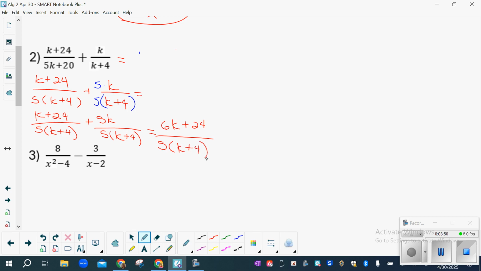Does 6k plus 24 factor? Yeah, we can take what out? A 6. So this is the same thing as 6 times k plus 4 over 5 times k plus 4. And then we can cancel. What is it that we can cancel? The k plus 4. So then it equals 6 fifths. So that was what I was talking about in terms of the factoring, that we can see that those cancel.